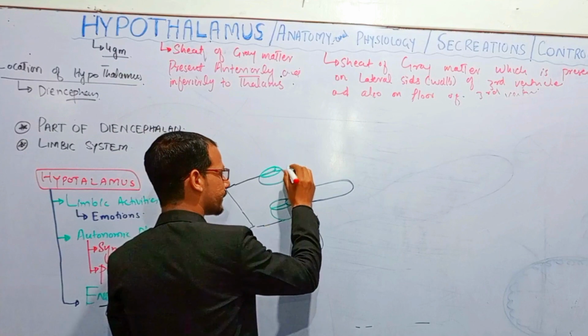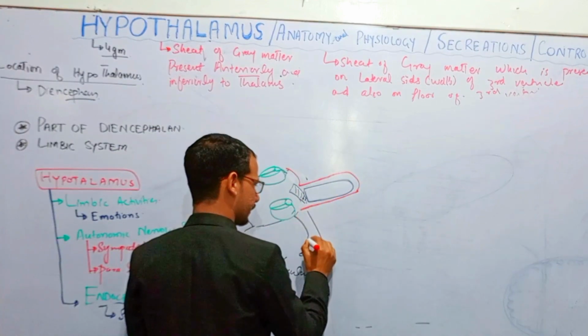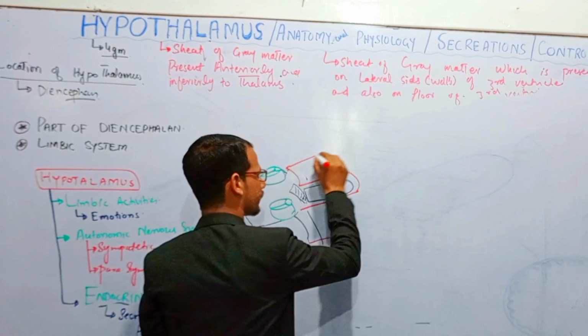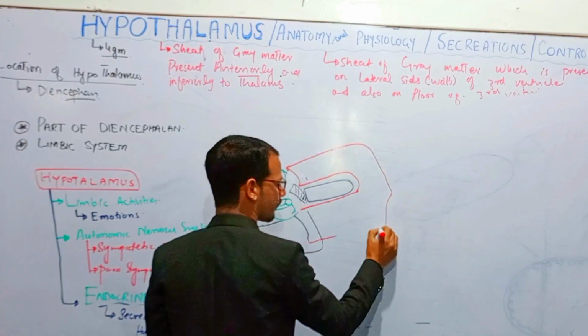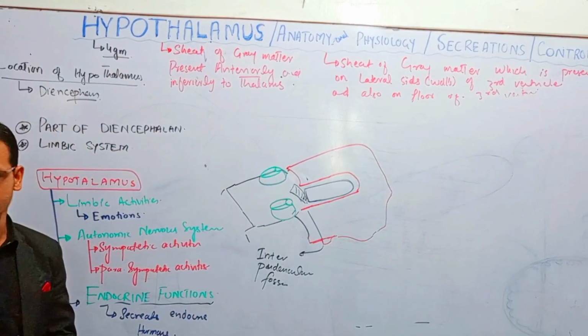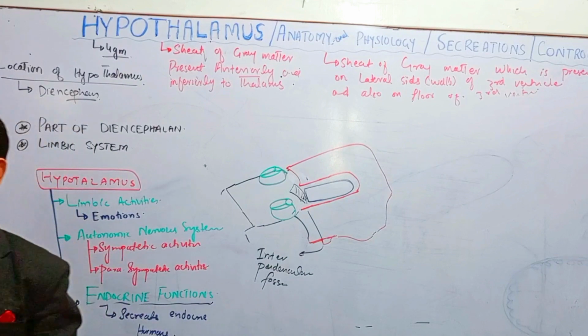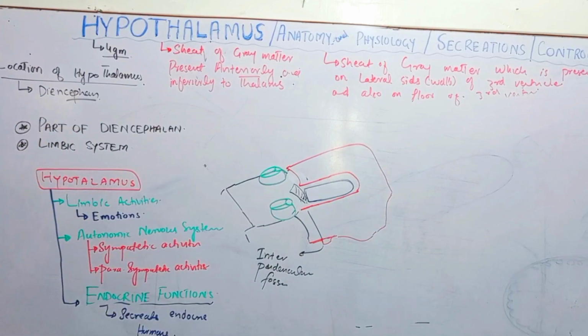Here we have the hypothalamus, right? This is the hypothalamus. Hypothalamus is as large as the nail of your small finger, right? This is the size of this hypothalamus, and the weight of this hypothalamus is only 4 grams.